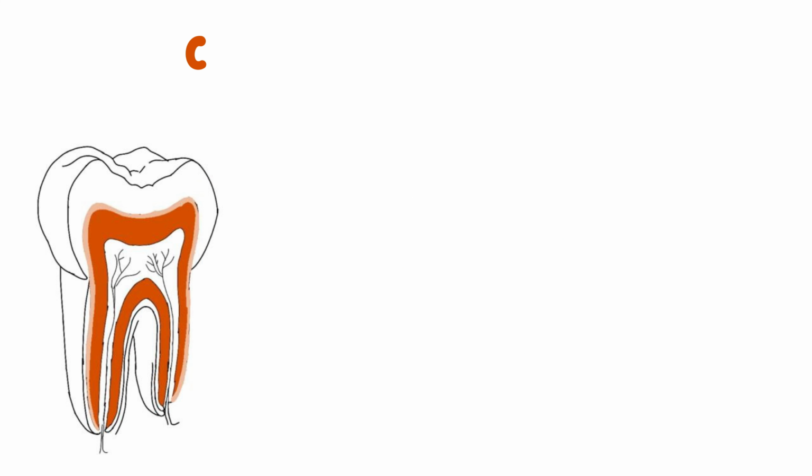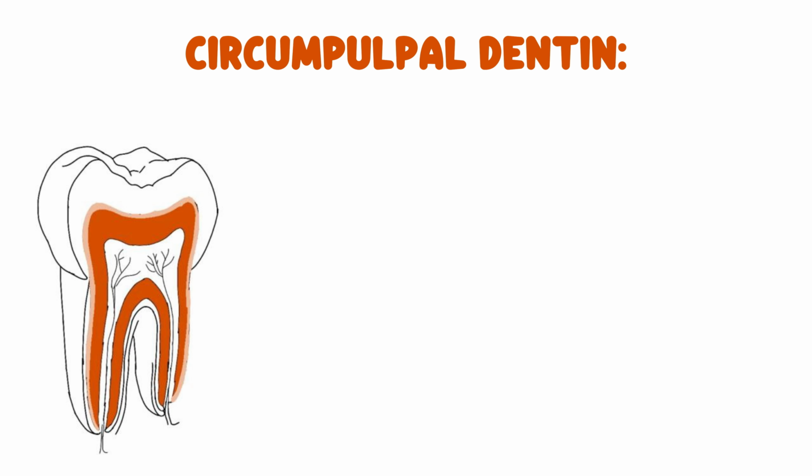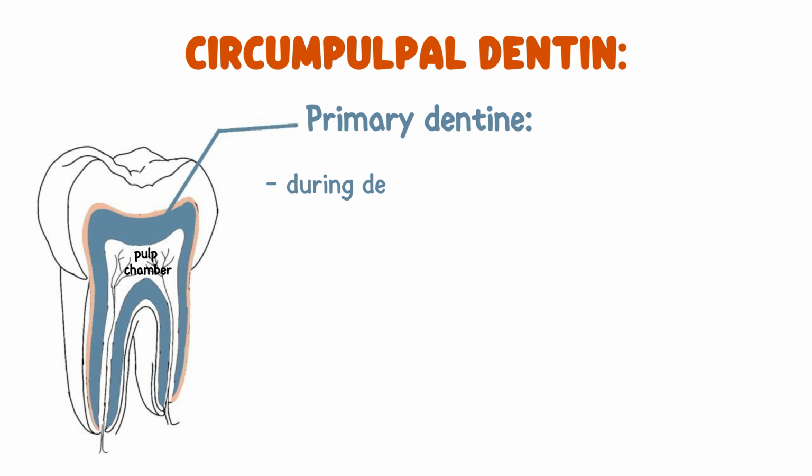Next, we have circumpulpal dentin, which makes up the bulk of the tooth and surrounds the pulp chamber. It's divided into three types. Primary dentin forms during tooth development, before the eruption of the tooth.